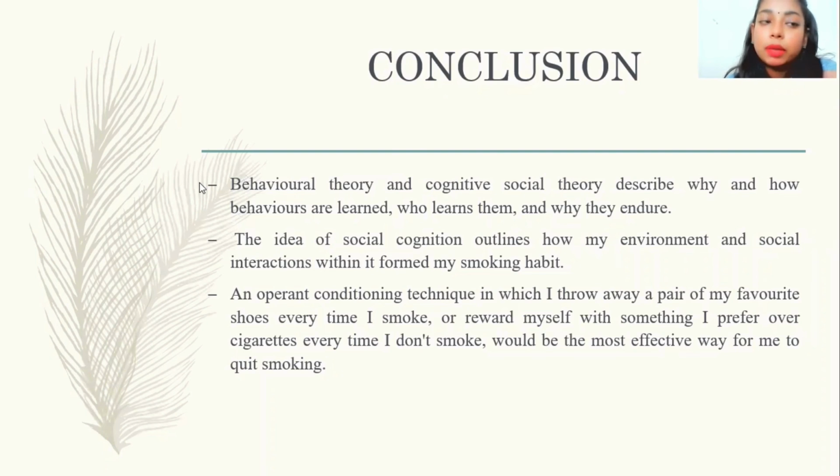Basically, what we can conclude from the assignments is that behavior therapy and cognitive social theories explain why behaviors are learned, how they are taught, who taught them, and why they persist. Socio-cognitive theories describe how my environment and the social interactions within it shape my smoking habit. An operant conditioning strategy, where I lose a pair of my favorite shoes every time I smoke, or I reward myself with something I prefer above a cigarette every time I don't smoke, will help me to quit smoking.